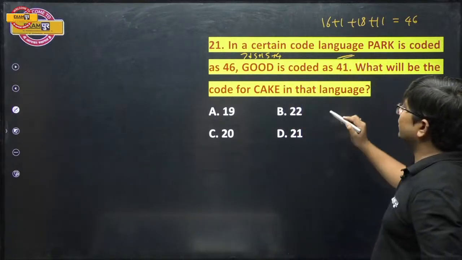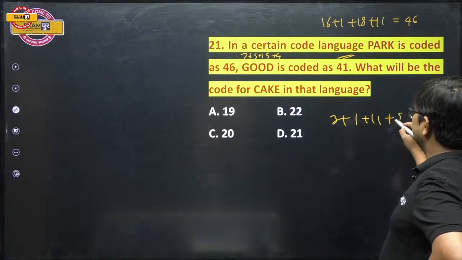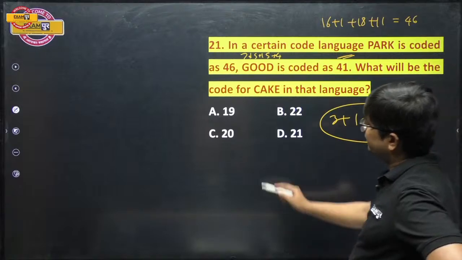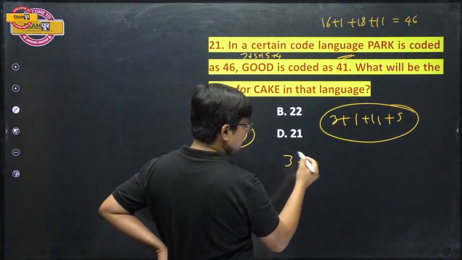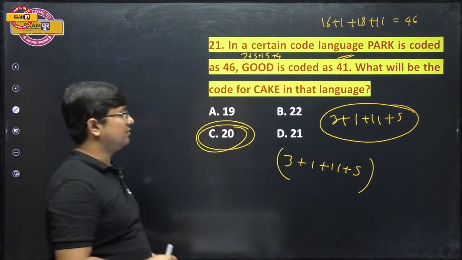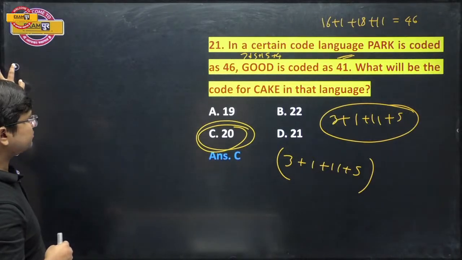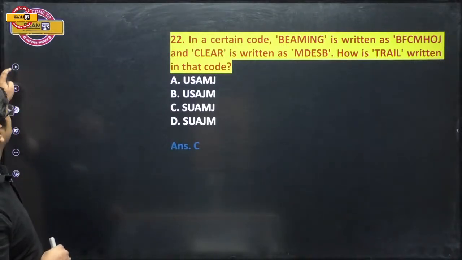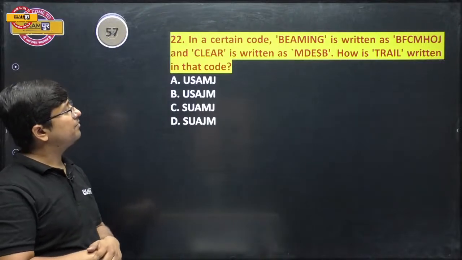It will be 41. And now cake, C 3, A 1, K 11, E 5. Okay? Fine. 20 is the right answer. If you add them, you will be getting 20. Okay? Now, moving ahead. Okay, quickly solve this. Hurry up.